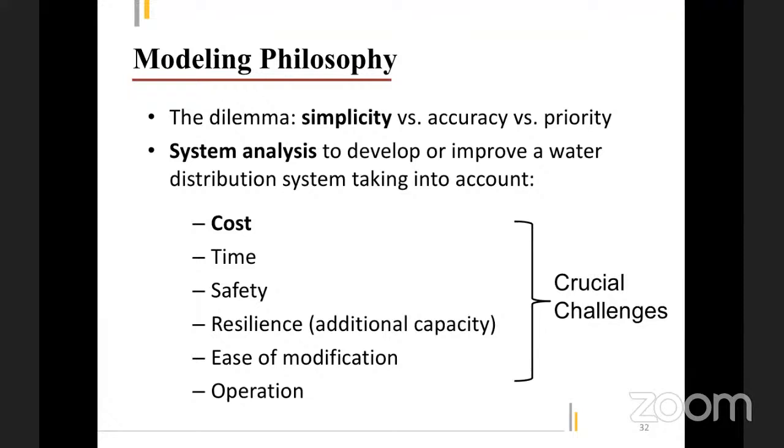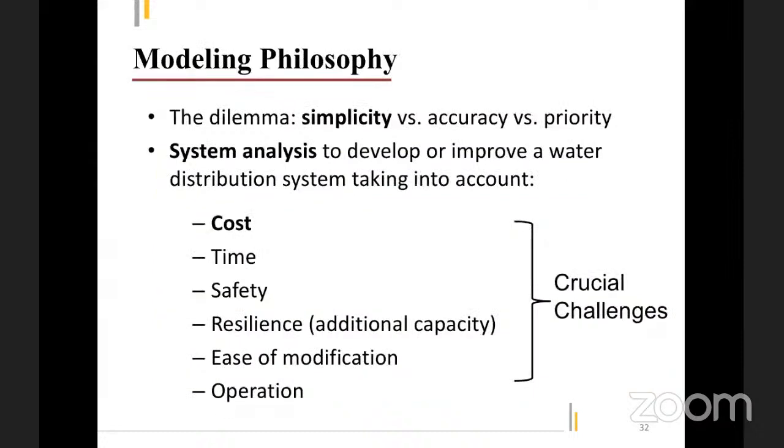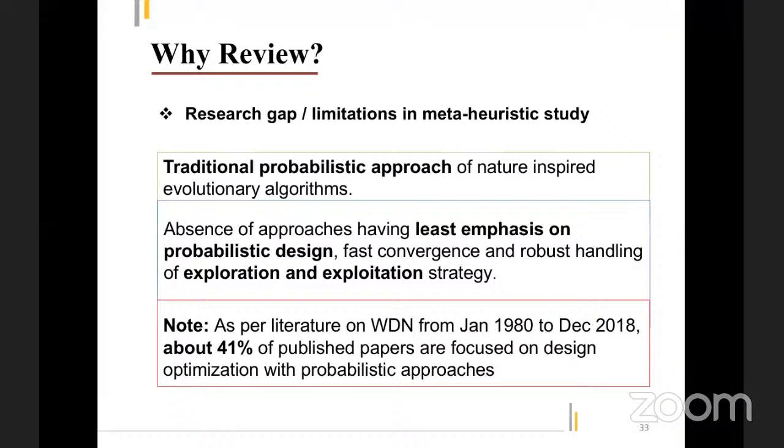In the design consideration, it is also important to address the dilemma of simplicity versus accuracy, and also the priority as well. While doing so, some of the crucial challenges also require special emphasis so that a functional tap water system will reach the end user by fulfilling the cost optimization constraints. So traditional probabilistic approaches of nature-inspired evolutionary algorithms were followed extensively, but difficulty in solving a large network was observed due to computational exhaustiveness. Therefore, a research gap was explored for a new technique of optimization that converges faster to a global solution.